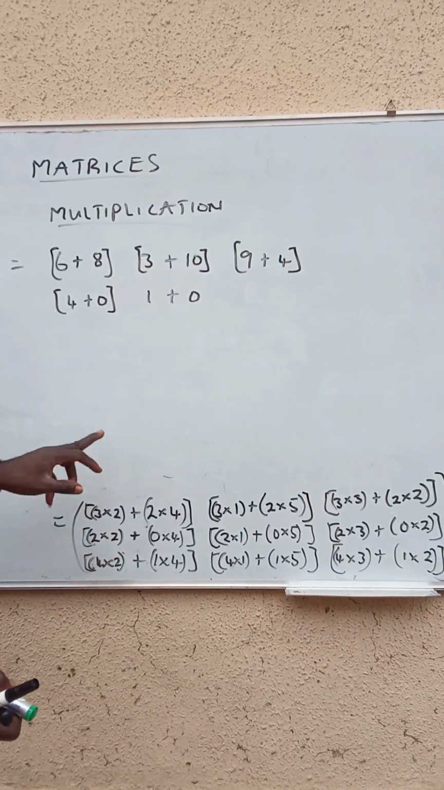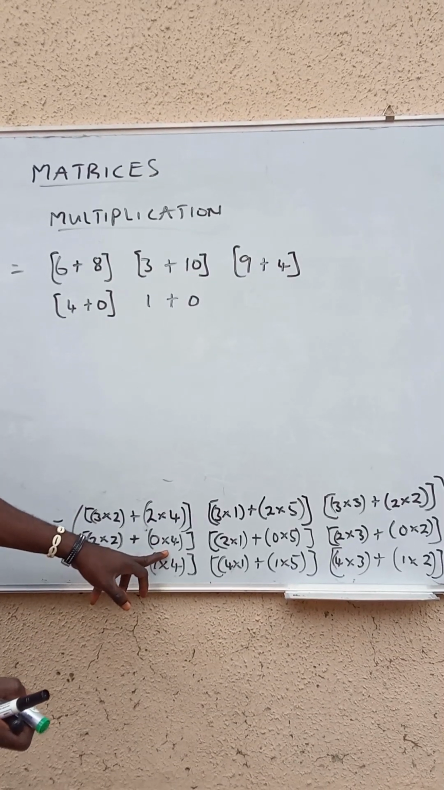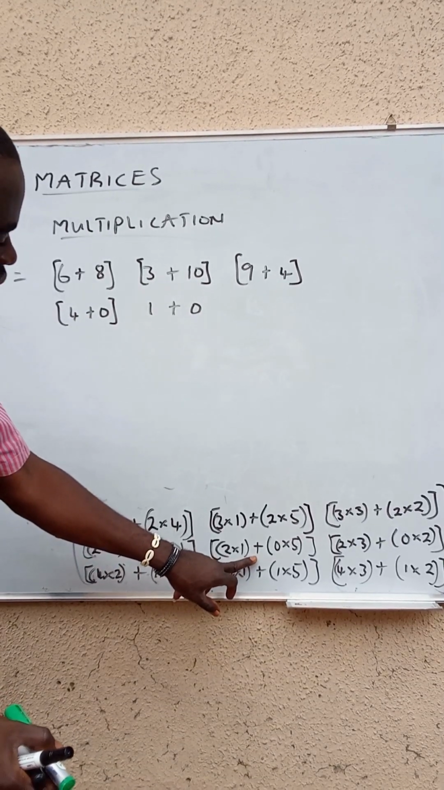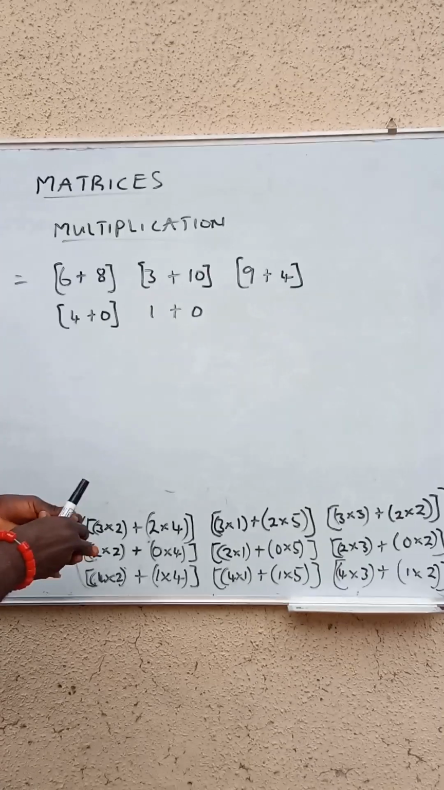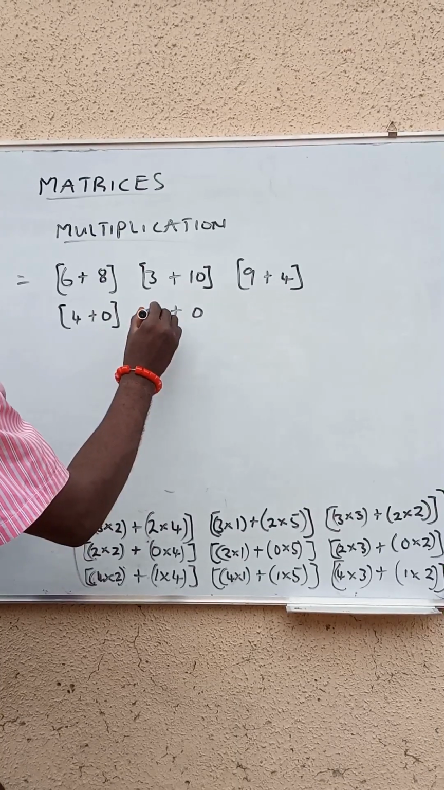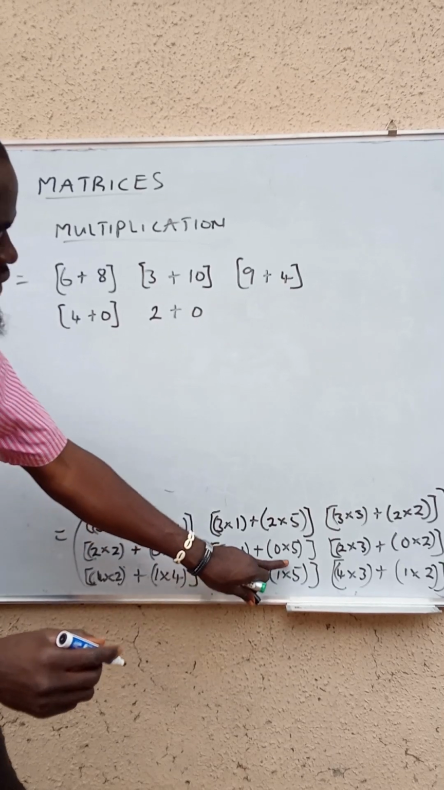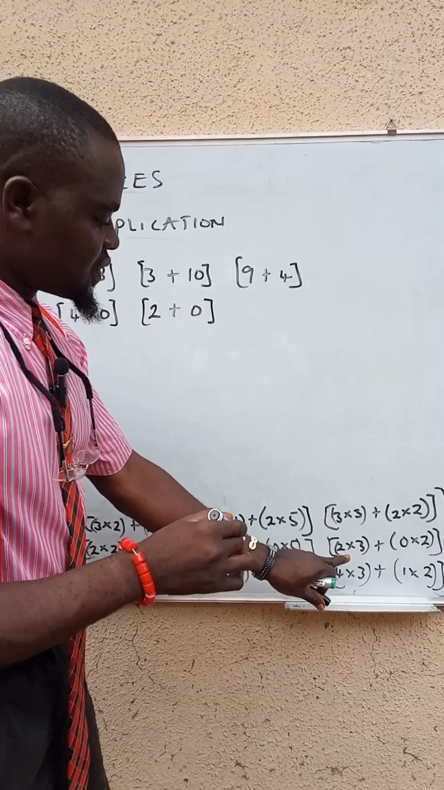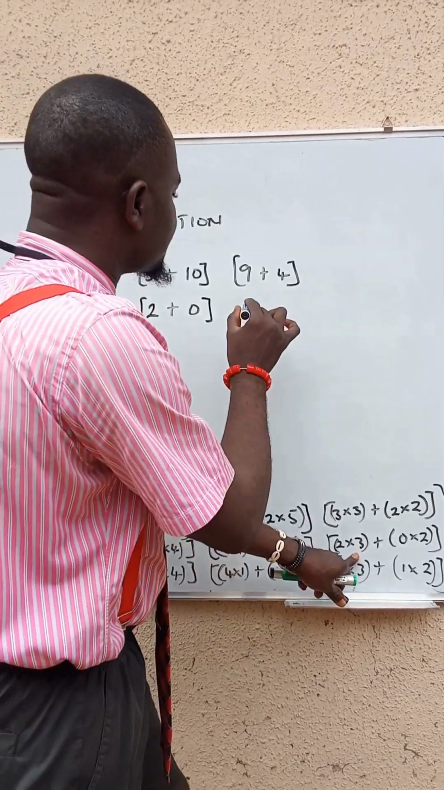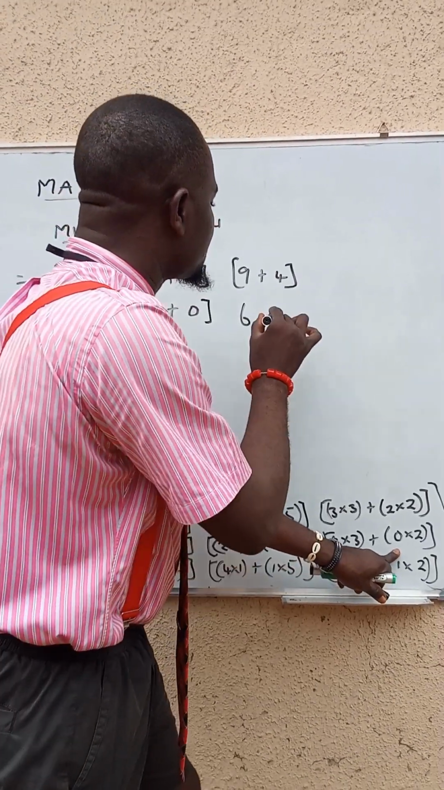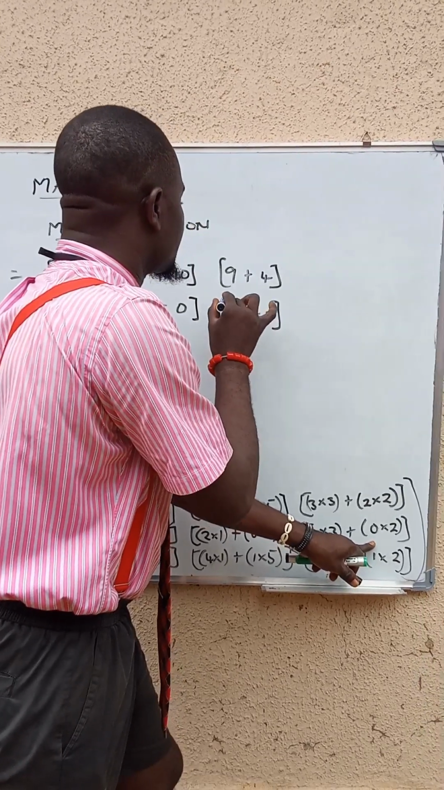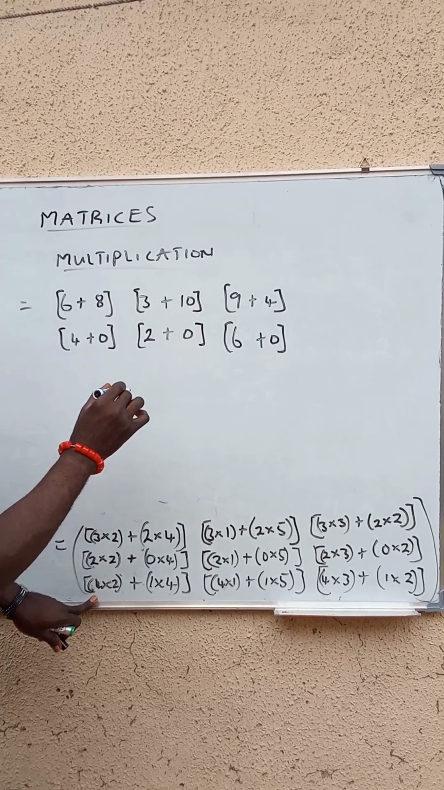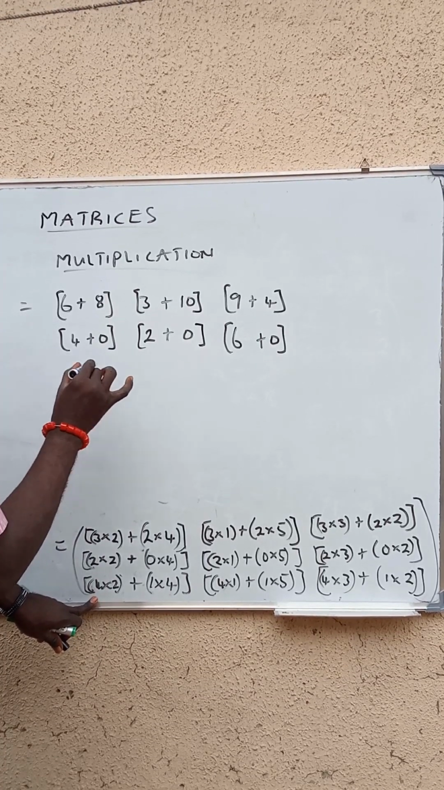The second one is 2 times 2, which is 4. 0 times 4 is 0. So we have 4 plus 0. This is the second one. 2 times 1 is 2. 0 times 5 is 0. So you put this. The third line, 2 times 3 is 6. 0 times 2 is 0. Right? Now, the third row in the one you are forming, 4 times 2 is 8.